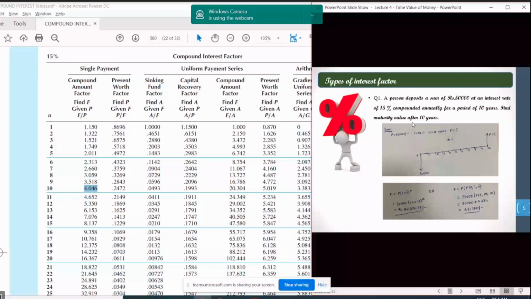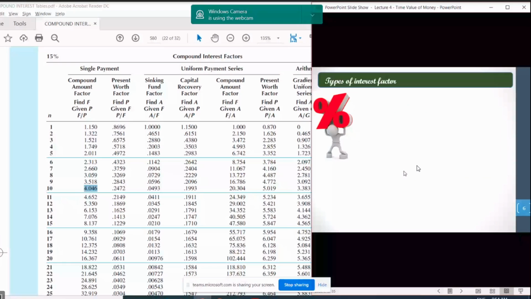Yes, tell me. We will directly multiply P by this given factor, 4.046. Tell me. So we'll directly multiply 4.046 into 50,000. That would be our answer. Or 1 plus 4.046? No. Directly, see, 50,000 into 4.046.